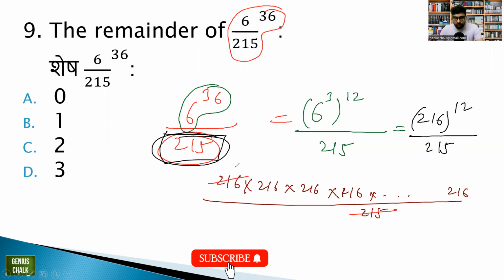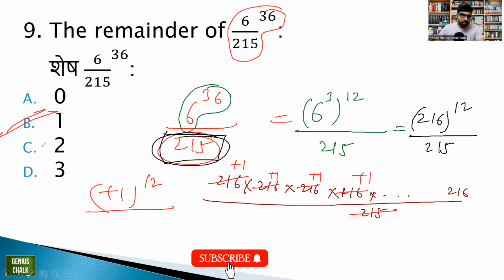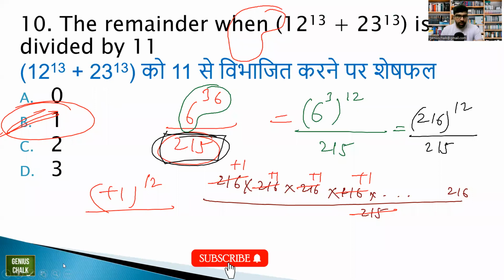216 divided by 215, it is plus 1, plus 1, plus 1, plus 1. You are getting plus 1, guys. You are getting plus 1, 12 times. What is my answer? 1 to the power 12, that is 1 only, and this is my answer, option B. Let's check the next question.